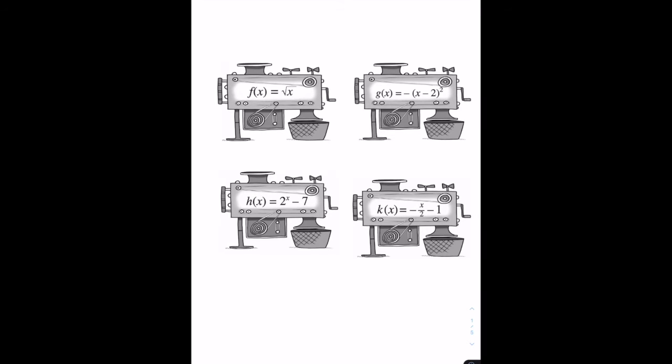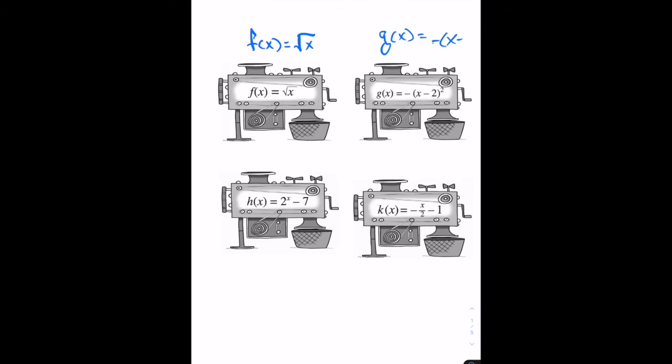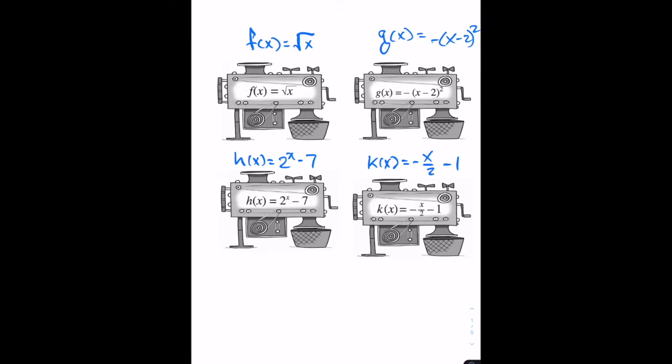Now, one of the things that we're going to be asking you to do is to actually do a problem called 1-3. 1-3 has these four functions, and they draw a nice function machine around the function, but really the way that I really want you to look at these things is that this first one is just simply f of x is equal to the square root of x, and that g of x is equal to negative quantity x minus 2 squared. And that this next one is going to be h of x is equal to 2 to the x minus 7. And k of x then is going to be negative x over 2 minus 1. If I wanted to evaluate, like if I wanted to say, what is g of 3?